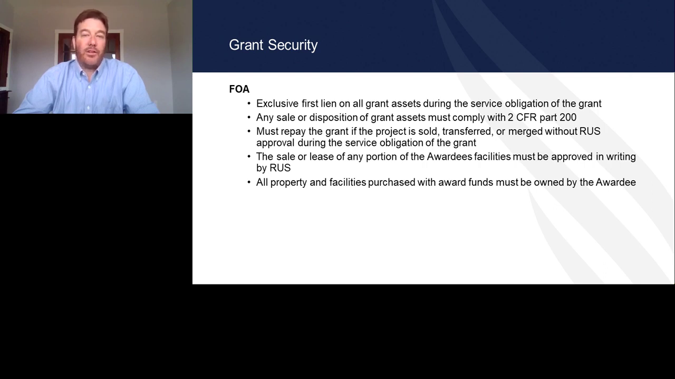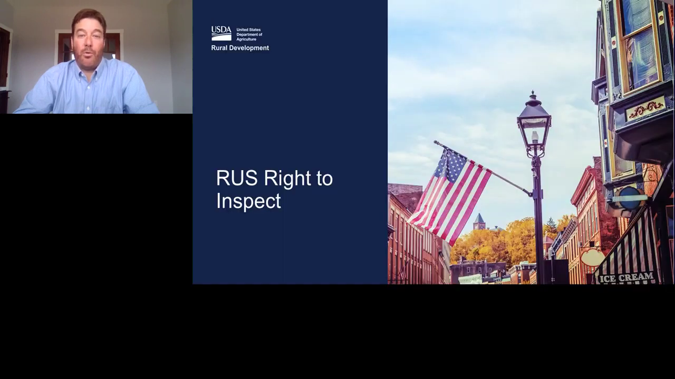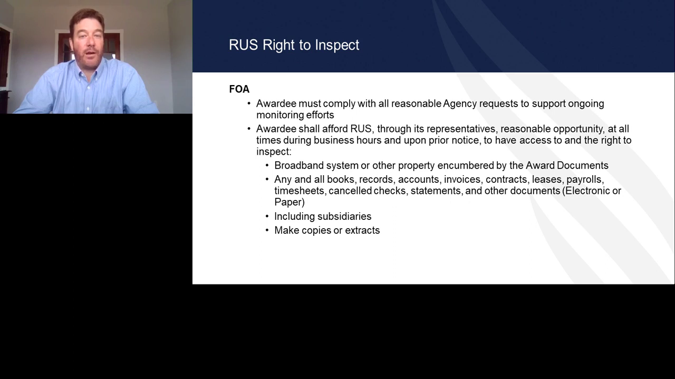Okay. Let's talk about our right to inspect. The FOA starts it out with requiring awardees to comply with all of RUS's reasonable requests and support our ongoing monitoring efforts. For those of you who are not familiar with the telecom program awards, we will be coming out on site multiple times to inspect the broadband facility constructed, as well as your books and records supporting the costs submitted to RUS for the project. We will also look at any affiliated party books and records if applicable, and may make copies or extracts from those records.